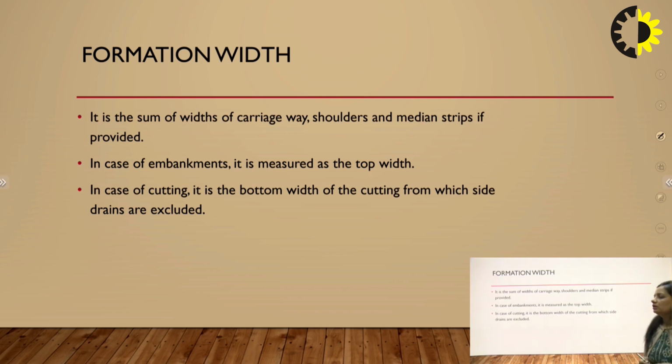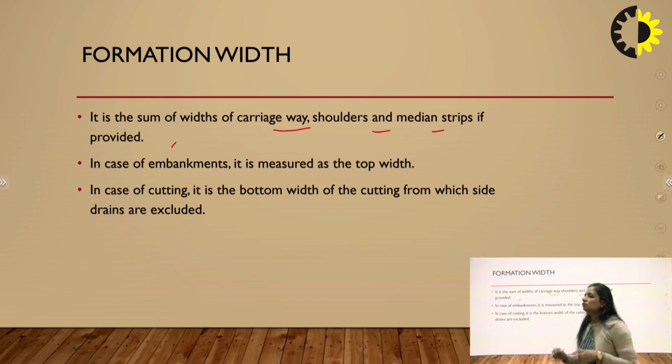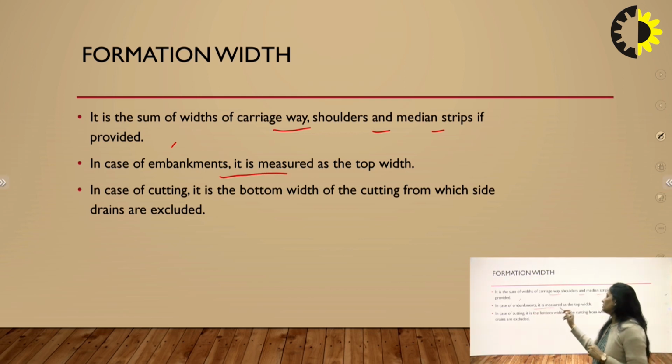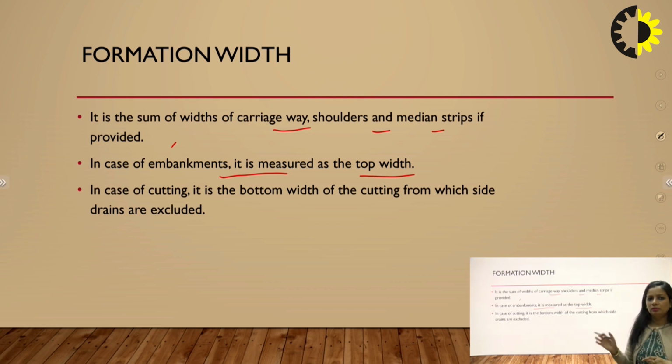Now the next term is formation width. It is the sum of width of carriageway, shoulders, and median strips if provided. So the whole portion is called formation width. Okay, whole formation means the carriageway plus shoulders plus median strips. That summation will be called formation width. In case of embankments, it is measured at the top width. Okay. In case of cutting, it is the bottom width of the cutting from which side drains are excluded.